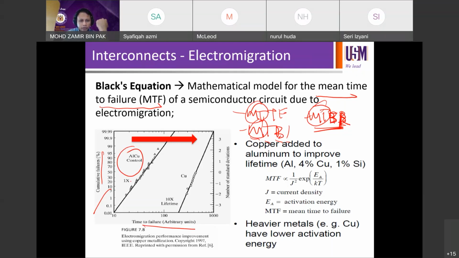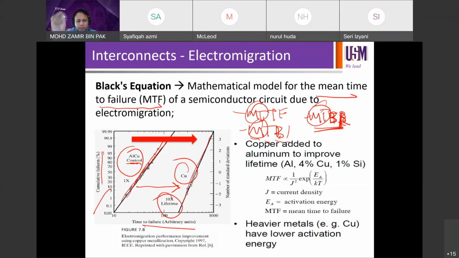If you use this AlCu, aluminum copper contact or interconnect, as your control, this is the typical shape of your graph, cumulative failures against time. On the other hand, if you move to copper, then your lifetime increases by 10 times. If you switch to copper instead of AlCu, the lifetime of the contacts increases by 10 times. So the cumulative failure shape is about the same.